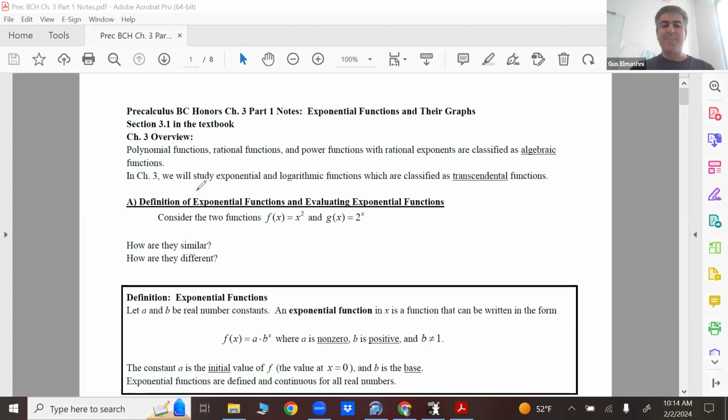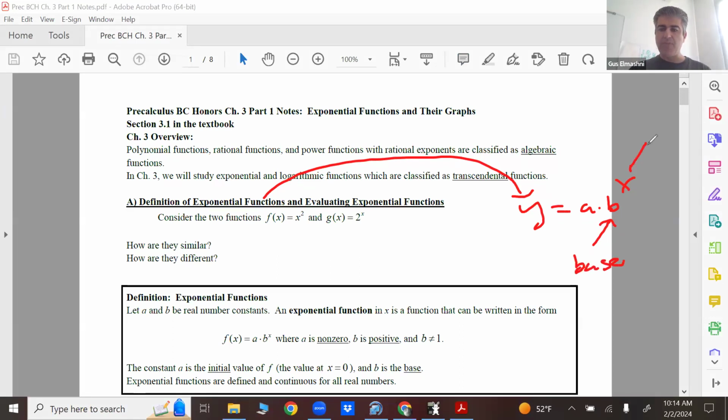All right. So first off, what's an exponential function? An exponential function simply is something that follows this: y equals a times b to the x, right? So that's your base. That's your exponent. And that's your initial value. And as a whole, b to the x as a whole is called a power.